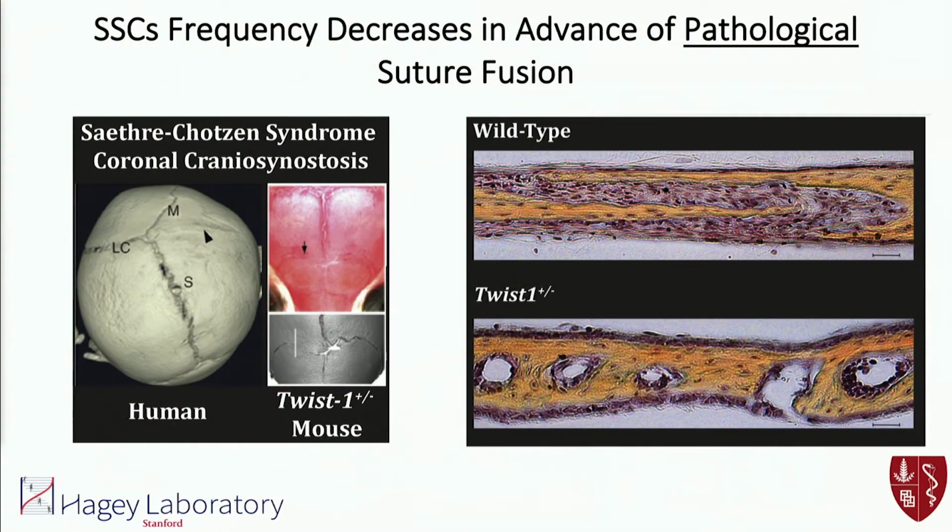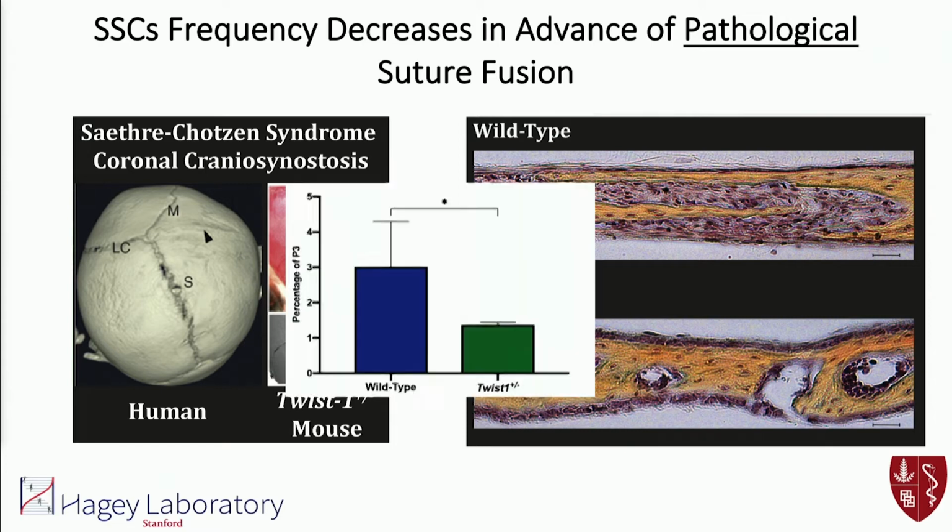We next turned our attention to models of pathological suture fusion or craniosynostosis. Saethre-Chotzen syndrome is characterized by unilateral or bilateral coronal craniosynostosis as a result of loss-of-function mutations in the TWIST1 gene. And the TWIST1 haploinsufficient mouse is a suitable model for studying this form of coronal craniosynostosis, faithfully recapitulating the human condition. And in these TWIST1 mice relative to their wild-type coronal sutures, we see that there is a decrease in the representation of skeletal stem cells in these pathologically fusing sutures versus wild-type controls.